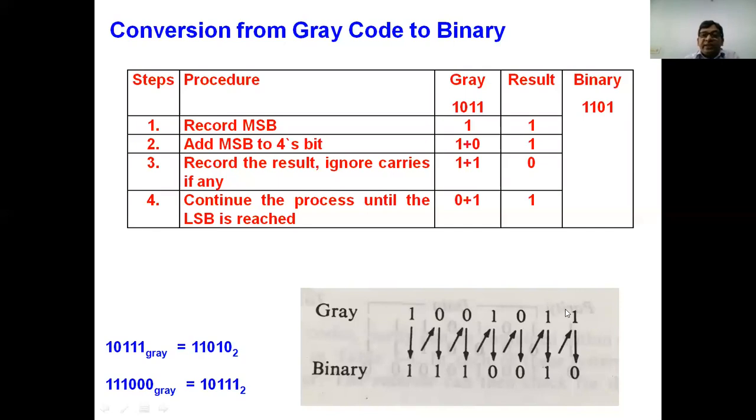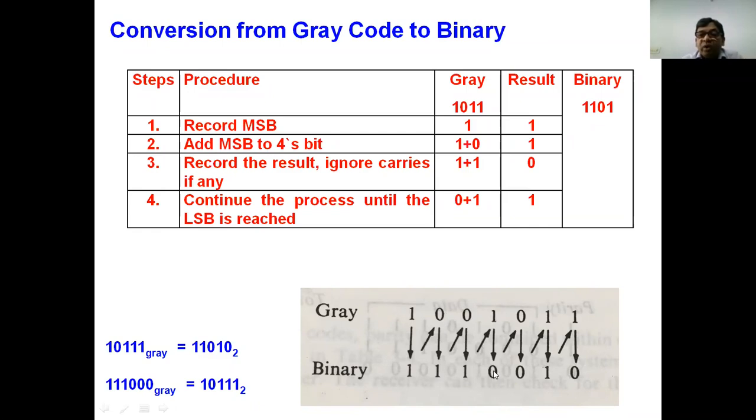Then this will be added to 0 plus 1 is 1. This will be more clear from this example. Just put down the most significant bit of the gray code as the most significant bit of the binary code. For example, this 1 is put here. Then this binary bit will be added to this gray code bit. 1 plus 0 is 1. Then again this binary bit will be added, 1 plus 0 is 1. Then again this binary bit will be added to this gray code bit. 1 plus 1 is 0.